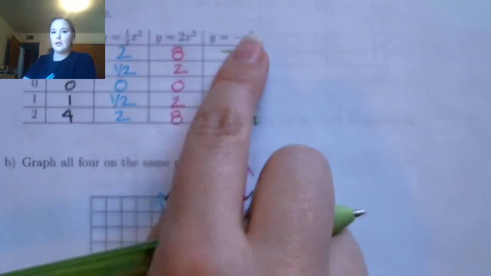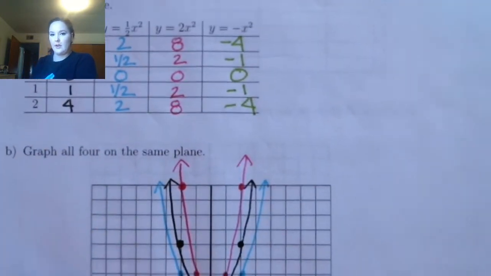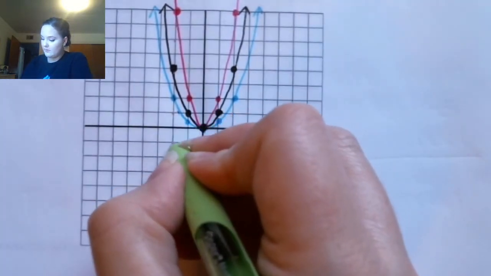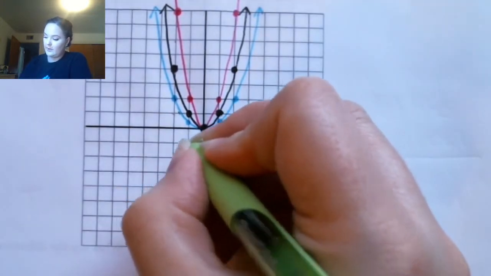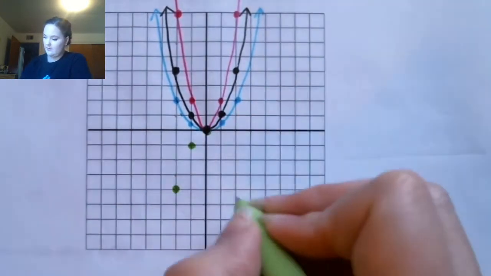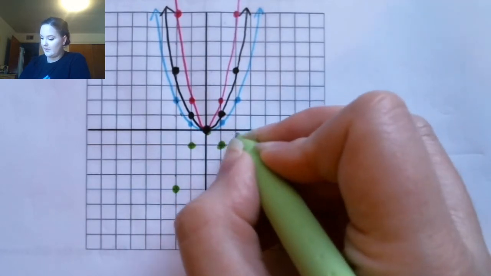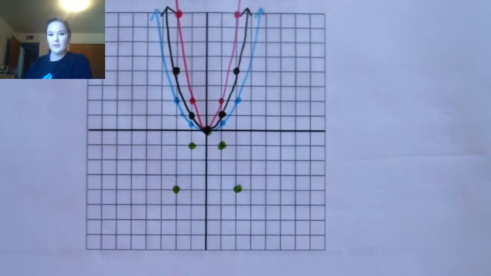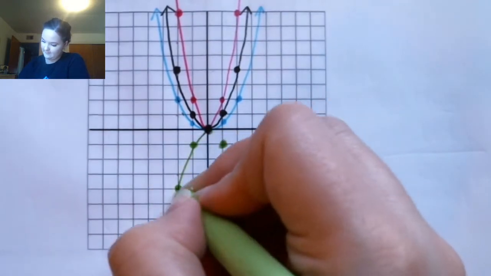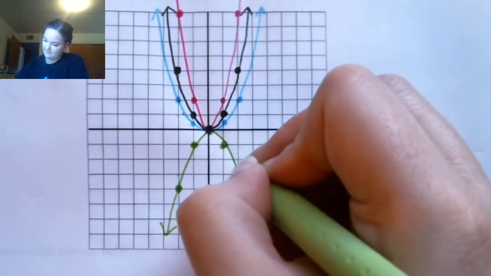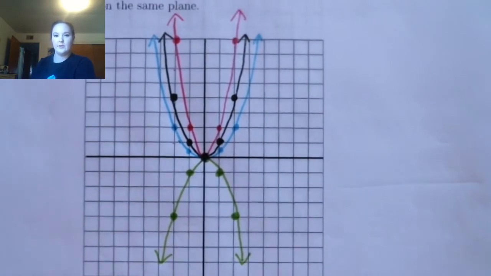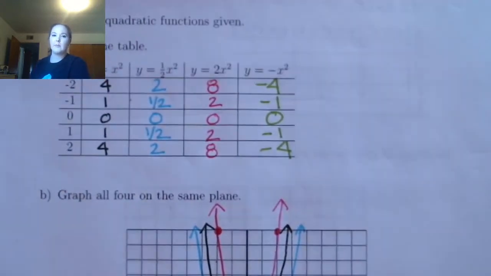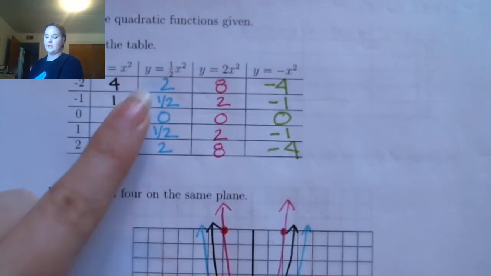Okay, so I'm just plugging in these same values for x. So I have negative 2, negative 4. Negative 1, negative 1. 0, 0. 1, negative 1, and then 2, negative 4. All right, so there's my 4 graphs. And then remember we're going to compare them to the equations here.